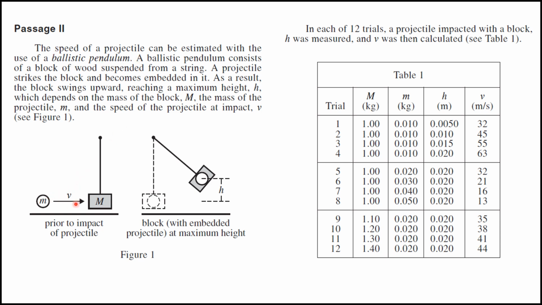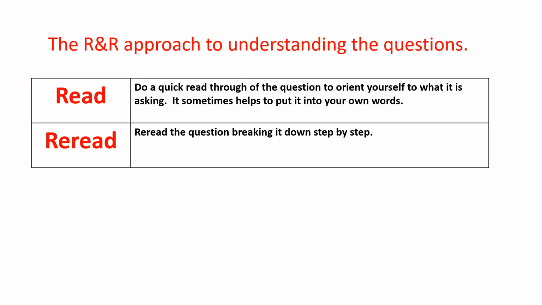The projectile is moving towards a block, looks like it hits it, and we have 12 different trials. Capital M, mass of block, mass of projectile, height, and velocity. And then we get to the questions. For our questions, we take the R&R approach, a quick read through, and then a reread, breaking it down step by step.